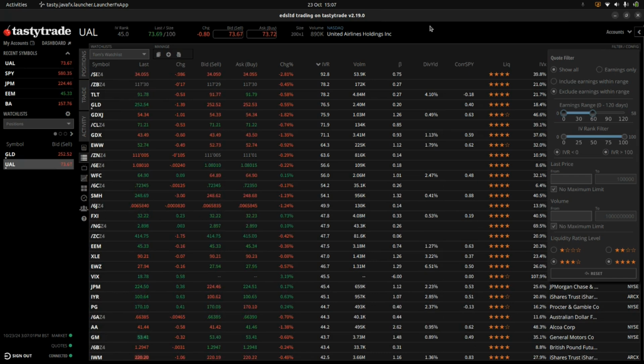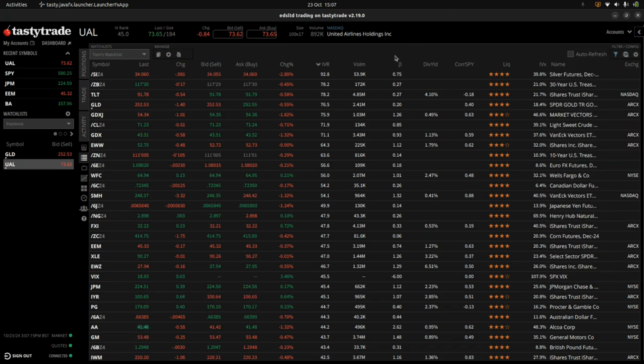So the tighter the spread, the less you pay. The wider the spread, the more you pay. So we want tight spreads, and in order for that to happen, we need liquid markets, or liquid underlyings even. So we want to remove anything that has a low liquidity level.